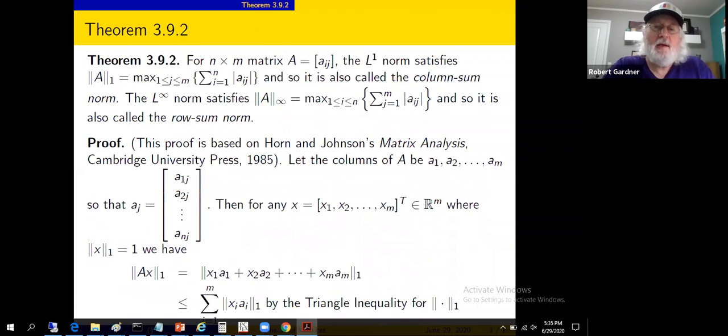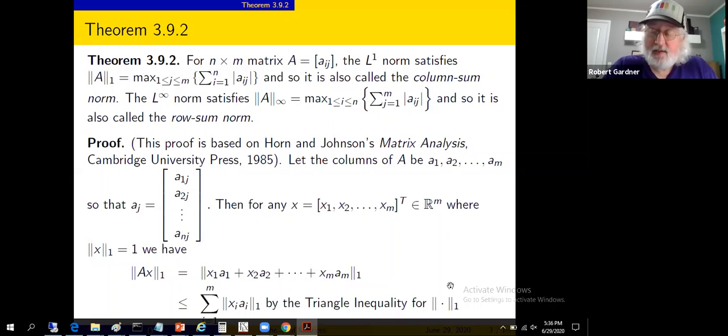We've got a triangle inequality for the L1 norm. So we can apply the triangle inequality to get that this is less than or equal to the sum of the norms of each of the constituent vectors. Remember, the x sub i's are scalars, the a sub i's are vectors. We've got a norm of a scalar times a vector.